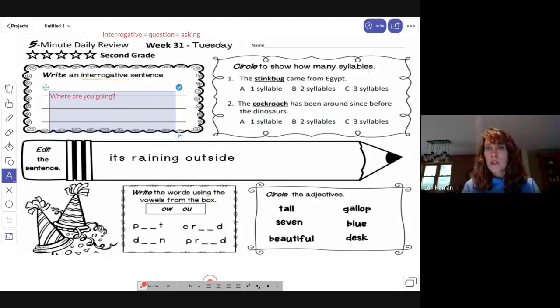Circle to show how many syllables. So the underlined word could either be 1 syllable, 2 syllables, or 3 syllables. Now you can certainly read the sentence. And when you get to the underlined word, you can put your hand underneath your chin and you can see how many times it moves. So I'm going to read it. The stink bug came from Egypt. Stink bug. Seemed like 2 syllables, didn't it?